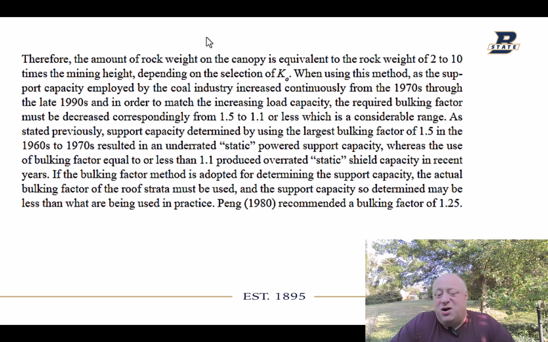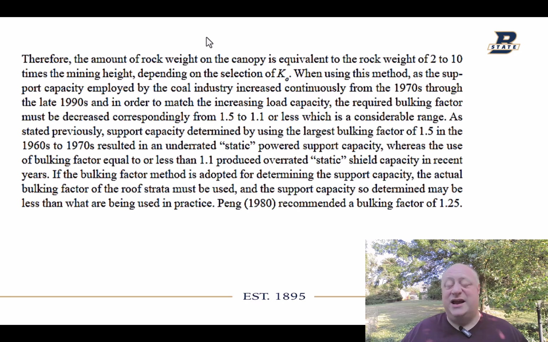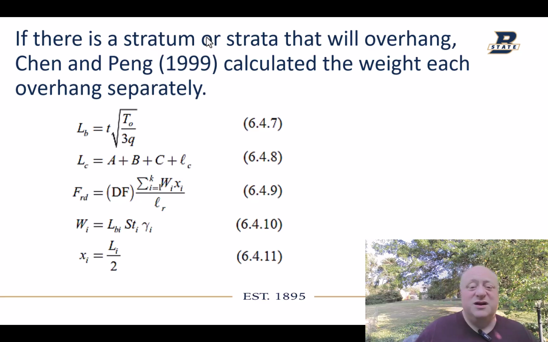So this does talk about all of that. Dr. Ping was a fan of the written word. And so from the 70s into the 90s, you see an increase in load capacities. To calculate those capacities based on this number, you've got to use 1.1 or less for the bulking factor. So that has to be used. But it does, like I said, produce these overrated static capacities that may not be necessary if you had started using a reasonable bulking factor of 1.25. We might have just stayed there. I don't know. But we are going to talk about that here in a minute.